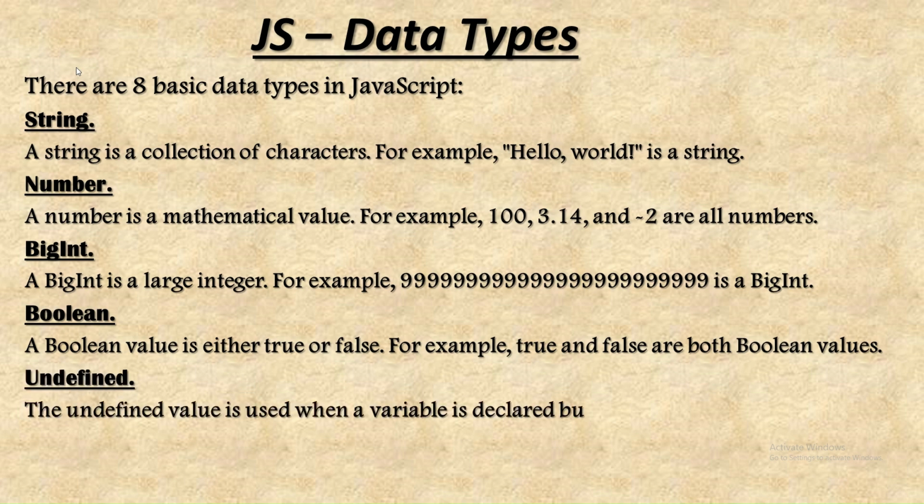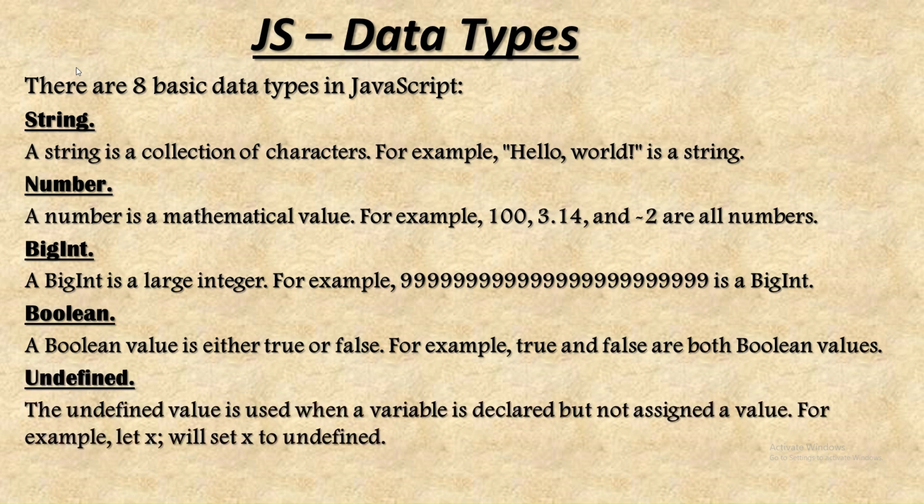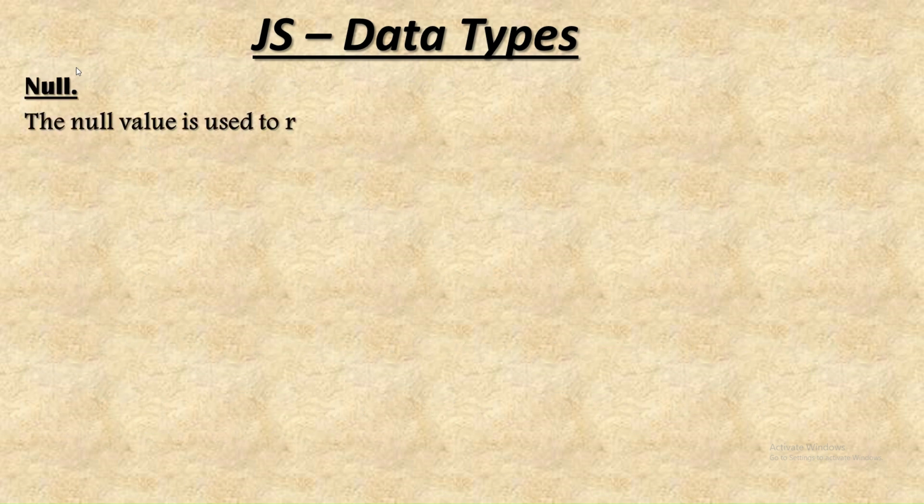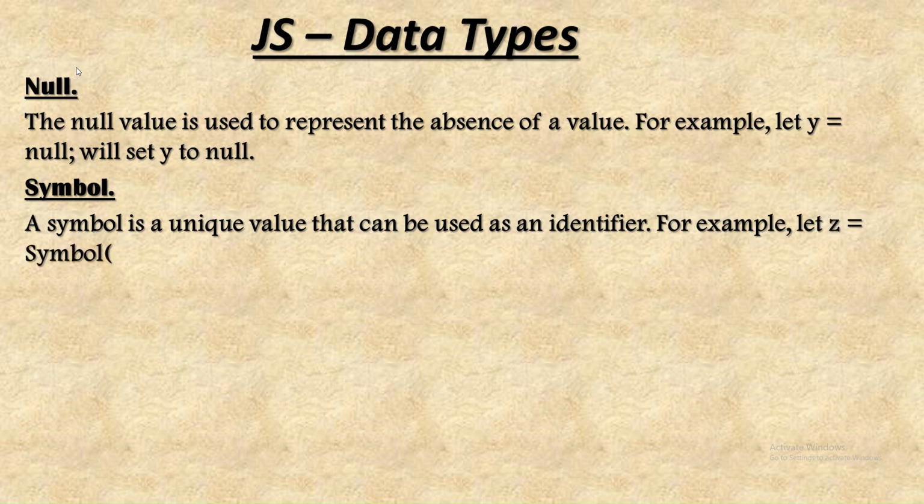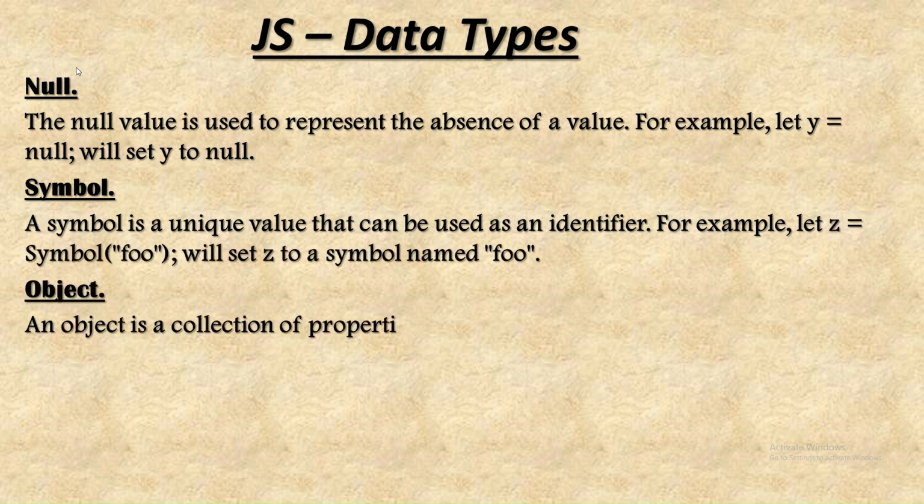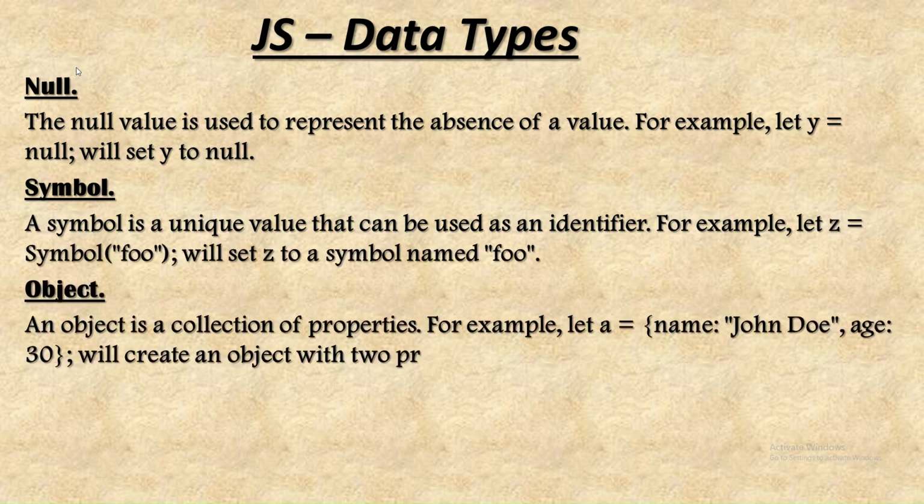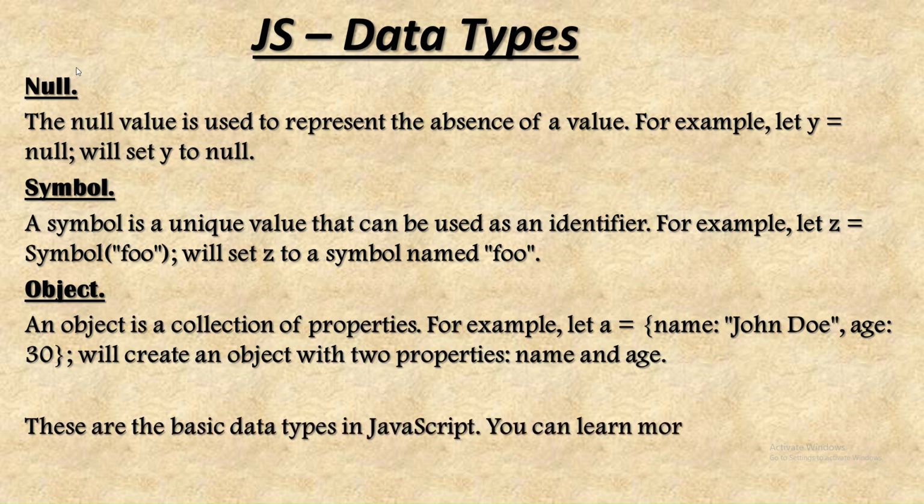Now, undefined. The undefined value is used when a variable is declared but not assigned a value. For example, let x, and I did not assign anything to it, and I try to print the value of x. So that will show me as an undefined variable. Now, null. The null value is used to represent the absence of a value. For example, let y equals null will set y to a nullable variable. So whenever you try to retrieve the value of y, it will show that it's a null.